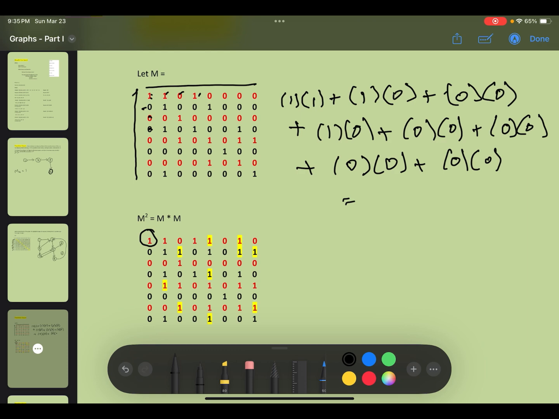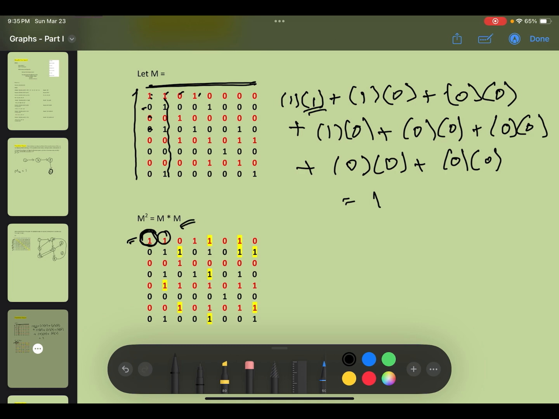So finally, we can see that we got at least one 1 here. So we can obviously put the value 1 at the first position. And to get the second position, we will multiply the values of the first row with the second column. And we will repeat these steps for the entire matrix till we fill the entire matrix. And that is how we will obtain the value of m square.